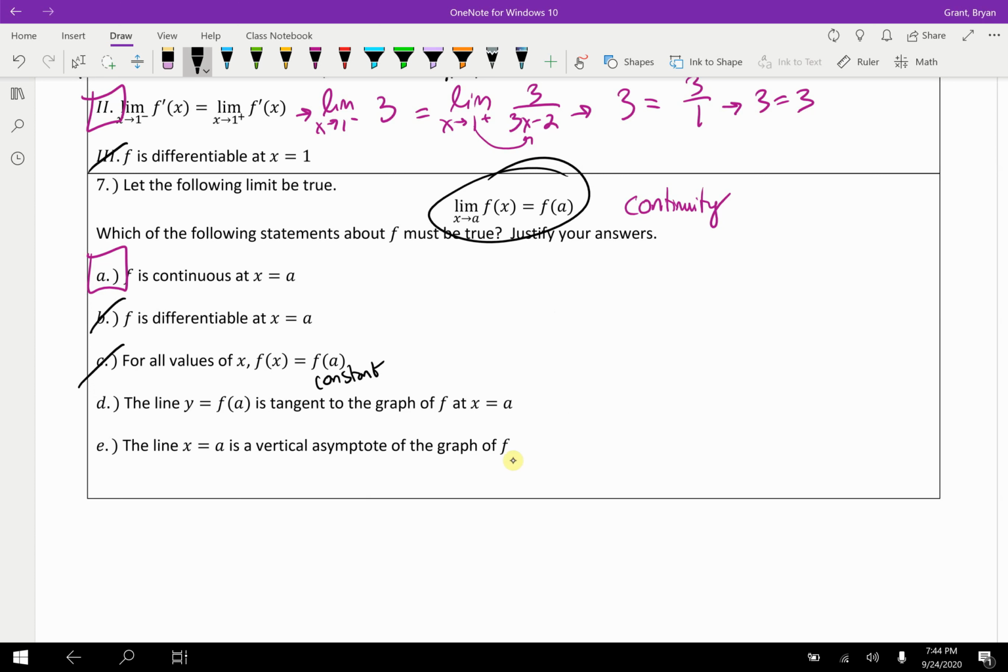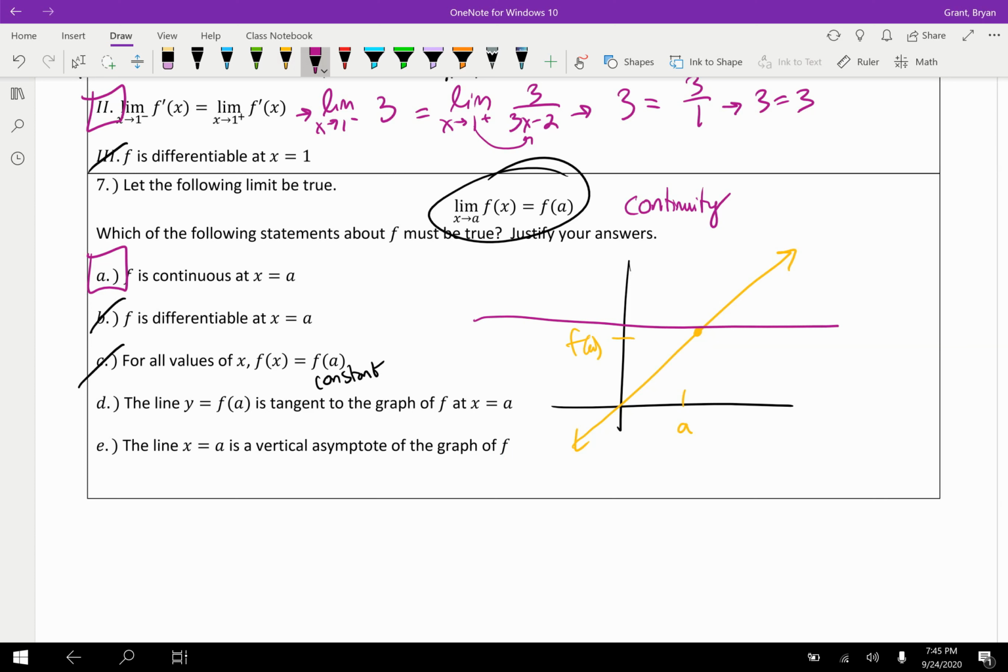If this is true, does the tangent line have to be y equals f of a? Again, have to be a constant, have to be a horizontal line there? No, of course not. I mean, imagine again, if I had the line y equals x right here, and this is, let's say, a comma f of a, the tangent line to this would not be like that. That doesn't make any sense. So it could be, but no.